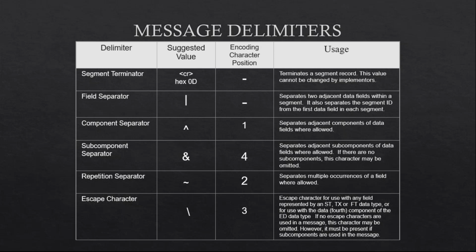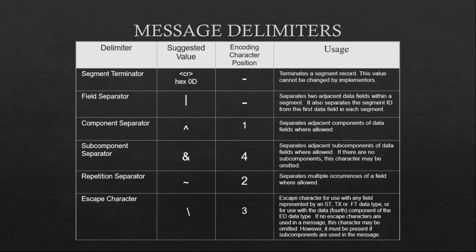In the same way, for the field separator, a pipe symbol is used. Between two pipes, we will have some sort of data. For example, the name is stored between two pipes. And then the component separator.